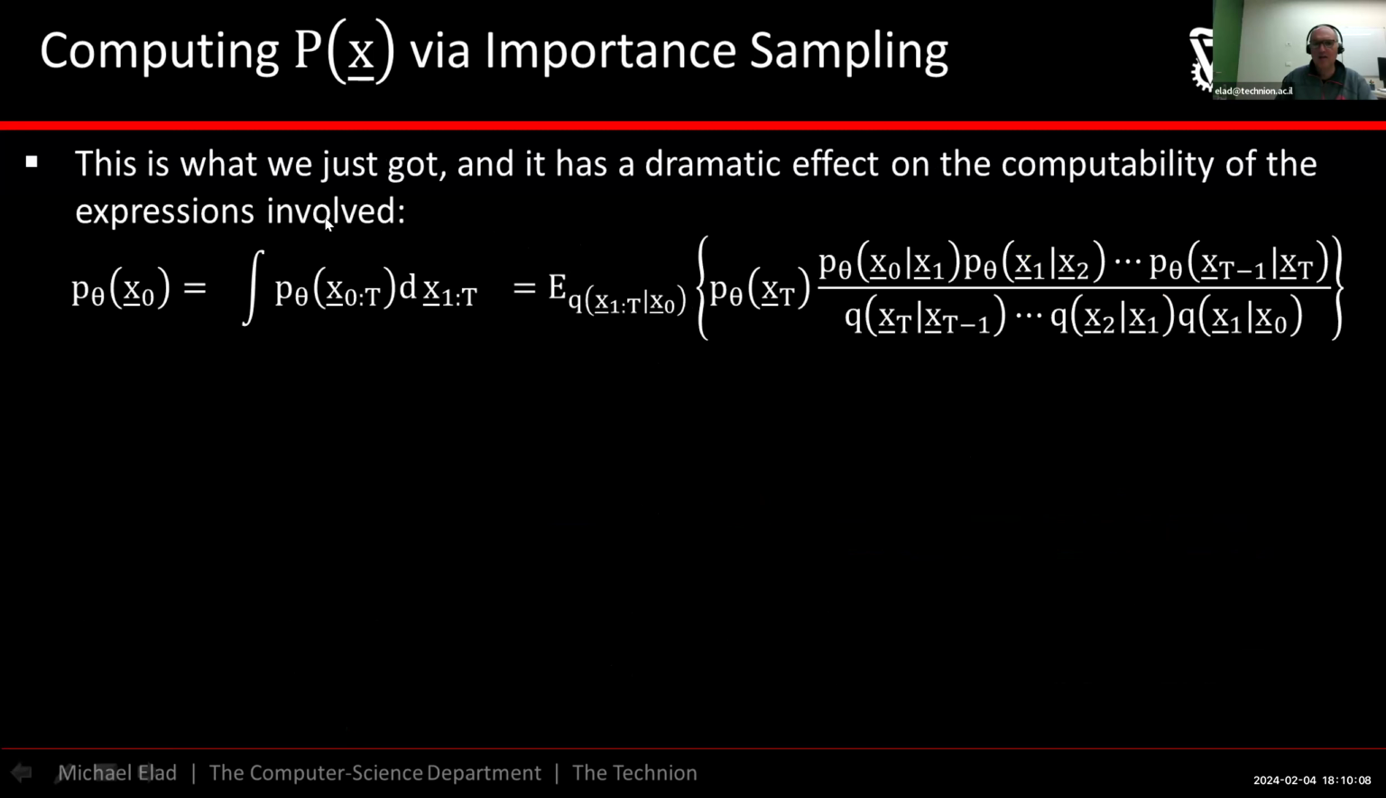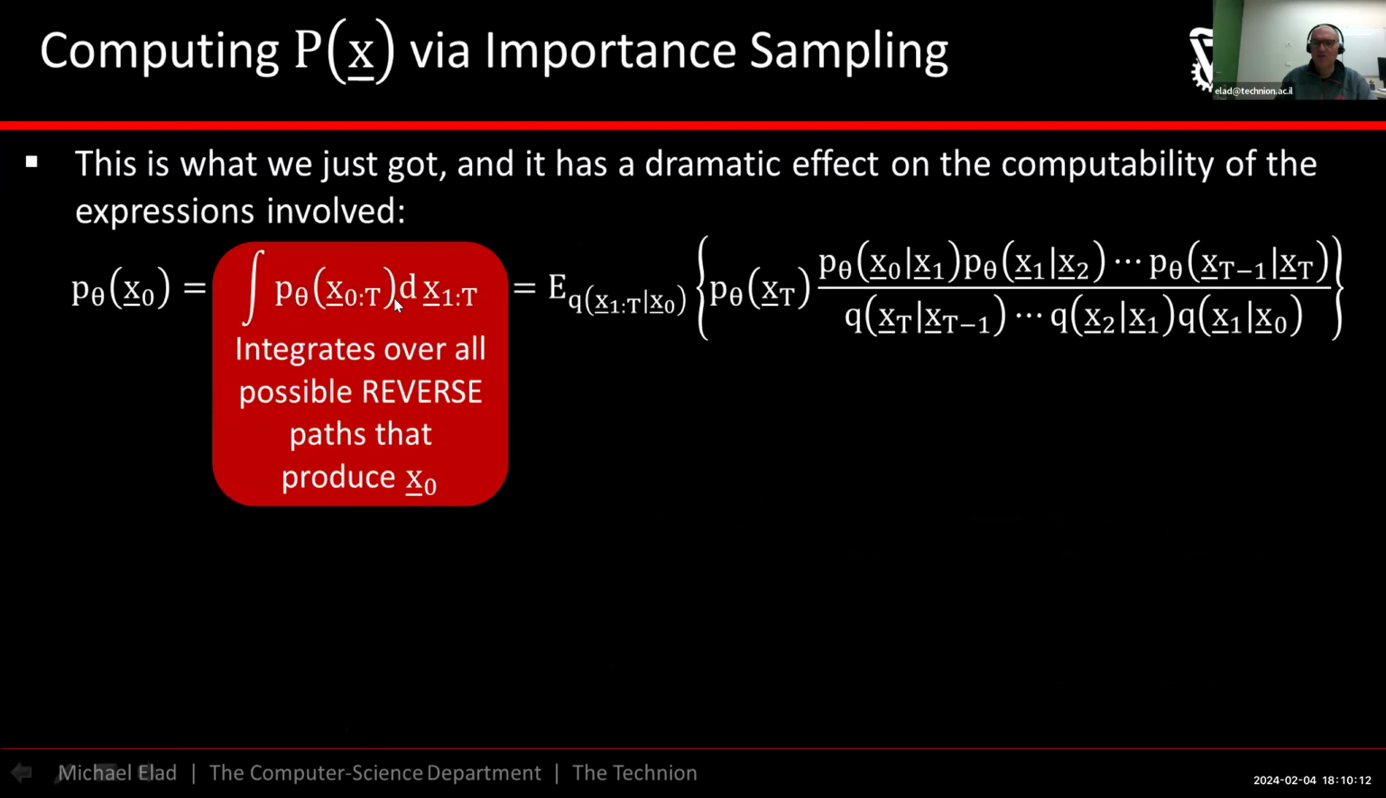Let me highlight this again. What we got now, instead of this expression that does integration over the reverse paths that land on x0 and can come in all sorts of ways to land on x0, this does the opposite. It says, give me an integration over many, many paths that start from x0 and go everywhere. This is so much easier to do because the forward path is easy to compute. And this expression is very easy to compute as well.